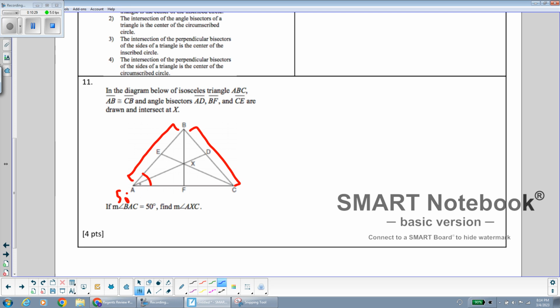So since this is an angle bisector, that means each half is 25. And since this is an isosceles triangle, not only does it have two equal sides, the base angles are also equal. And since it's being bisected, it's once again 25. So 25 and 25 is 50. And that leaves this last angle of the triangle to be 130 degrees because all the angles of a triangle always make 180 degrees in total. So 130 plus 50 makes the whole 180.